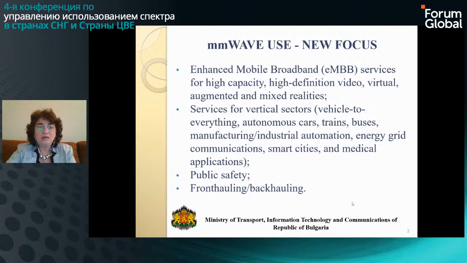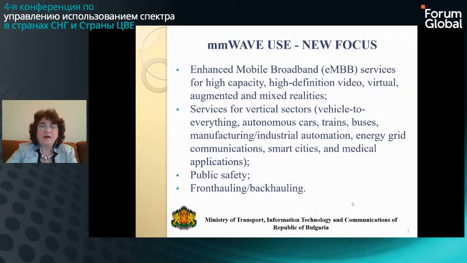Traditionally, the millimeter waves band is used for scientific research such as astronomy, point-to-point communication, radars for weapon systems, medicine, etc. Today, the focus on this band has changed. Millimeter wave bands are recognized as appropriate for 5G technology. The expected services which will be provided in this frequency band, you can see on the screen, will be enhanced mobile broadband services for high capacity, high definition video communications, virtual, augmented and mixed realities.